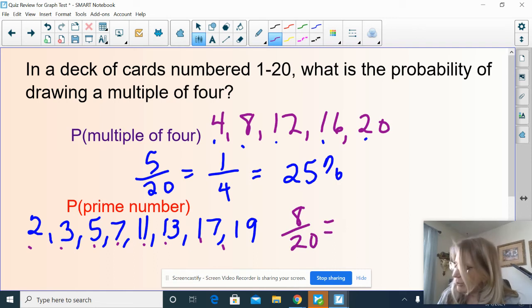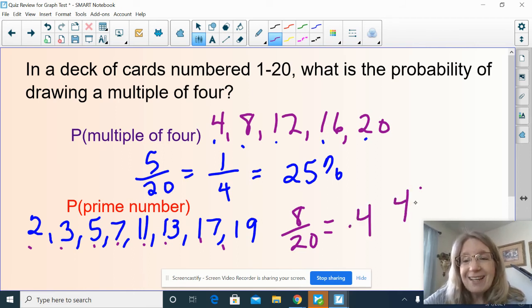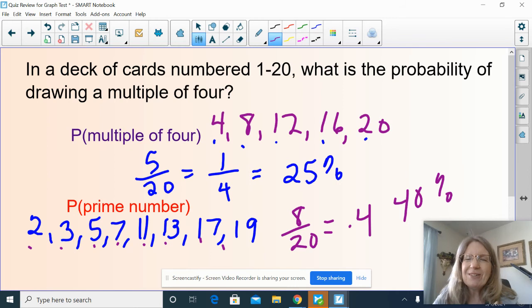And to change that to a percent, oh, I didn't do that ahead. Uh-oh, calculator. 8 divided by 20, oh, 40%. 40%, that's interesting to me. 40% of the first 20 numbers are prime. All right, I think that was my last slide. I was trying to make it short.